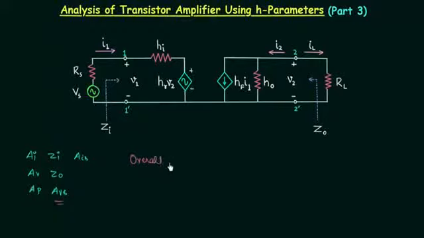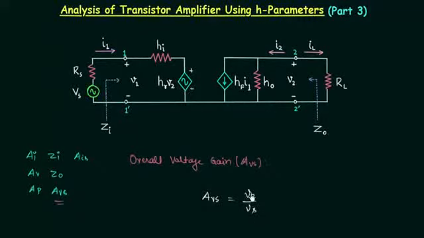Overall voltage gain is represented by A subscript Vs, and overall voltage gain is defined as the ratio of output voltage to the source voltage. Output voltage is equal to V2 and the source voltage is equal to Vs. So AVs is equal to V2 divided by Vs.